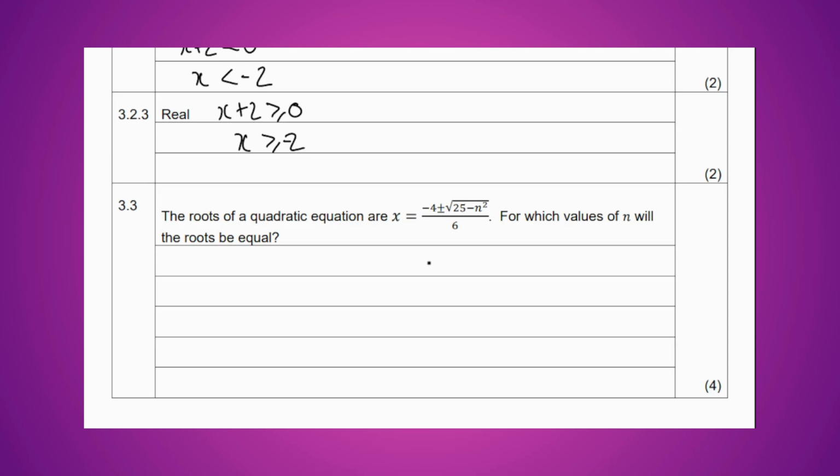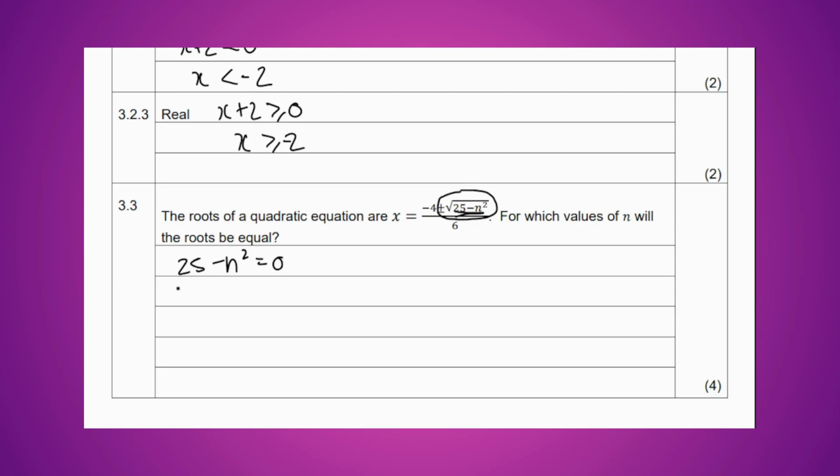Then the roots of a quadratic equation are there. So they gave you the quadratic formula. The roots, they're telling you those are the 2 x-intercepts. For which value of n will the roots be equal? Okay, so for equal roots you need to know that there's no variation happening, and there's the variation, okay? That's the part that varies. So in other words, where this is equal to 0. So where your delta, which is 25 minus n squared, is equal to 0.